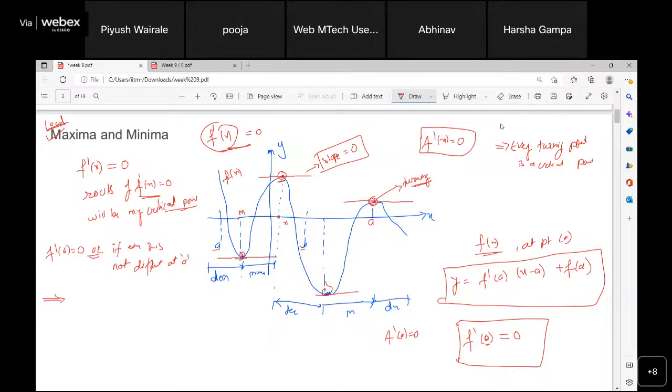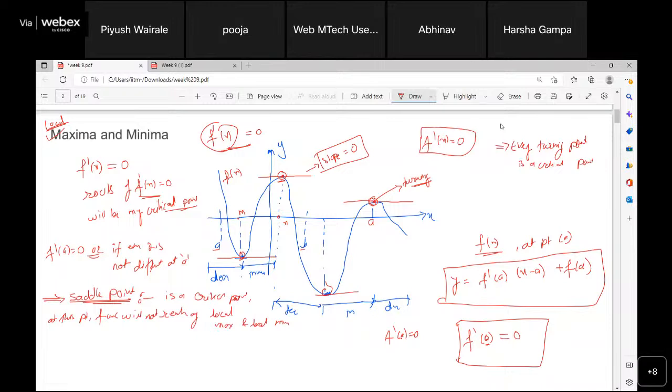So that is the concept of saddle point here, right? Now saddle point is also a critical point. But at this point, the function will not reach any local maximum or minimum value. It will not attain any local maxima or local minima. So a saddle point is that critical point at which there will be no maxima or minima.